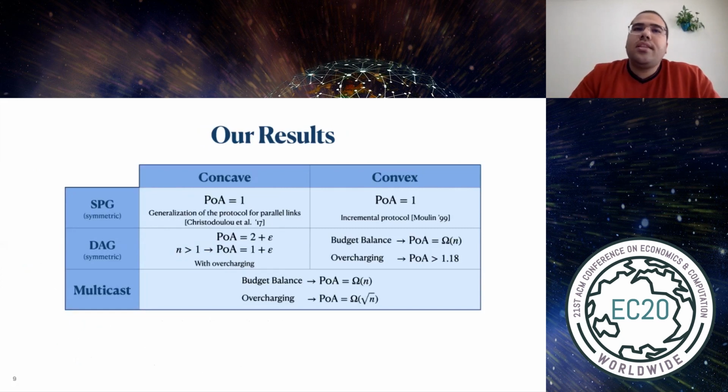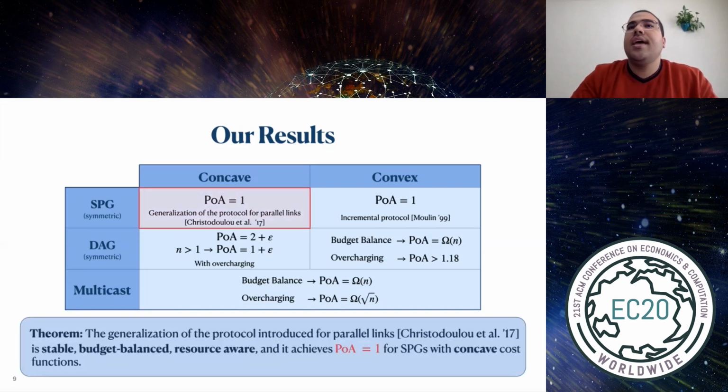Let us see what the contribution of this paper is. As I said, we consider several classes of cost-sharing games. At first, we generalized the protocol introduced for parallel links to work for series parallel graphs. And we show that this generalization is stable, budget balanced, resource aware, and achieves price of anarchy of 1 for series parallel graphs with concave cost functions.